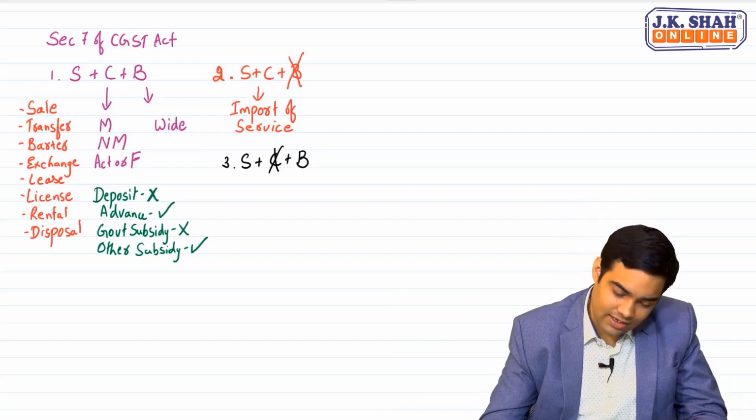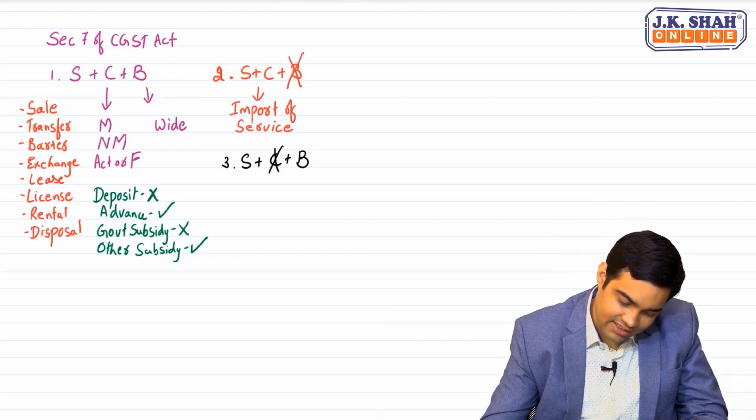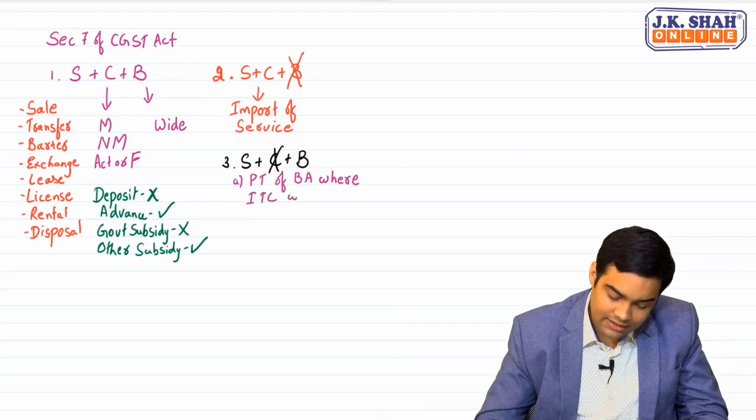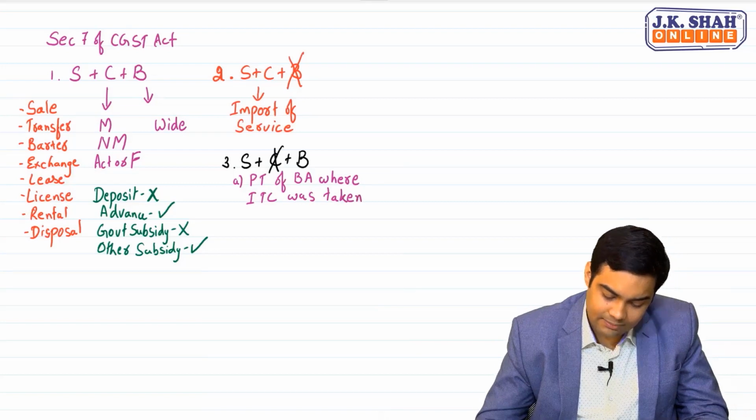There are totally 4 transactions given in the law. The first instance is permanent transfer of a business asset where ITC was taken. Careful. Permanent transfer of a business asset where ITC was taken. Think about it.